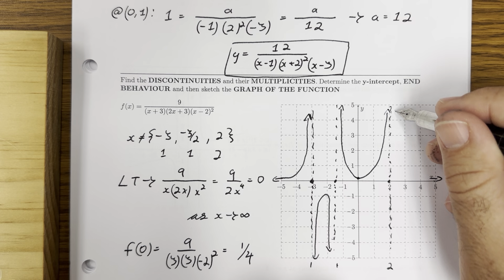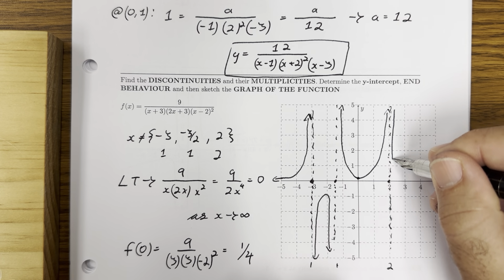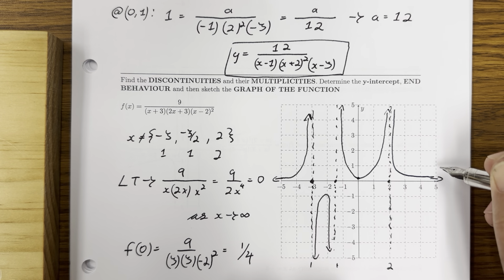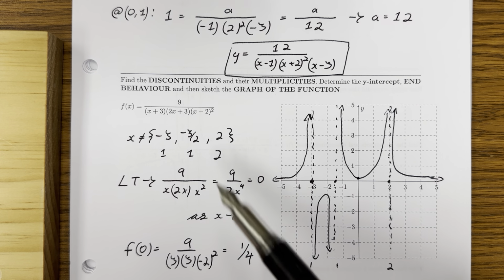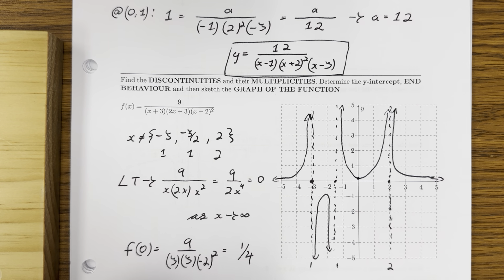And because that's 2, we stay on the same side. And there we have it. There is our sketch of the graph. I encourage you to plot this into a graphing device to see what it looks like.